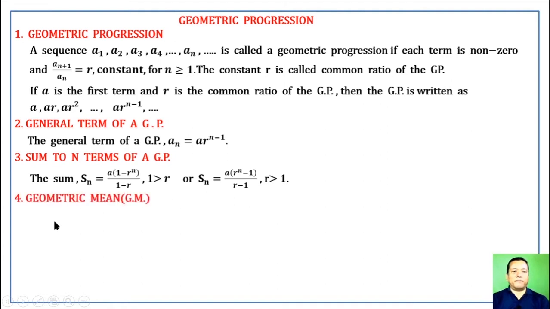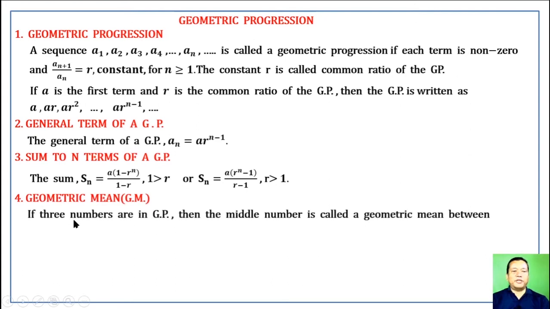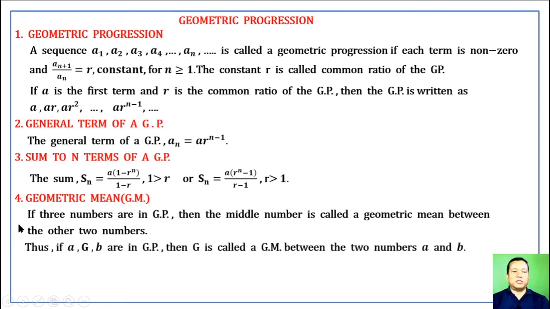Geometric mean, GM. If three numbers are in GP, then the middle number is called a geometric mean between the other two numbers. Thus, if a, G, b are in GP, then G is called a GM between the two numbers a and b. Then G is equal to the square root of the product ab.